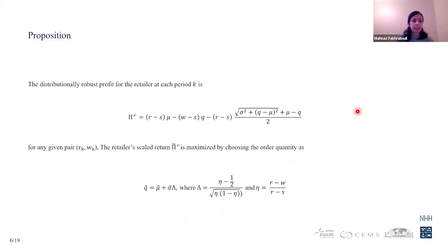Another thing that we can say here is that we solved this profit for the retailer as a distributionally robust retailer problem. For a given pair of retail price and wholesale price, the retailer's scaled return is maximized by choosing this order quantity. How? We found the derivative of pi_k with respect to q and solved it, and we get q equals mu plus sigma lambda, where lambda is (eta minus 1/2) over the square root of eta (1 minus eta), and eta is (r minus w) over (r minus s). This is the optimal q.